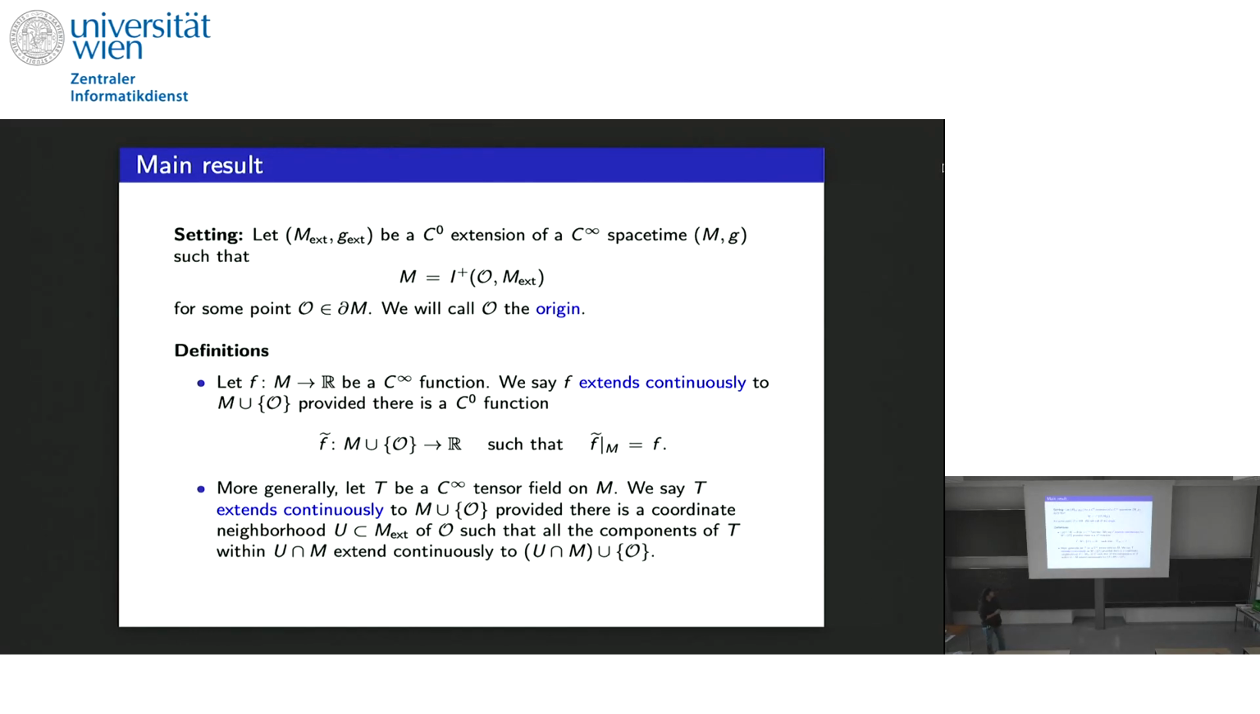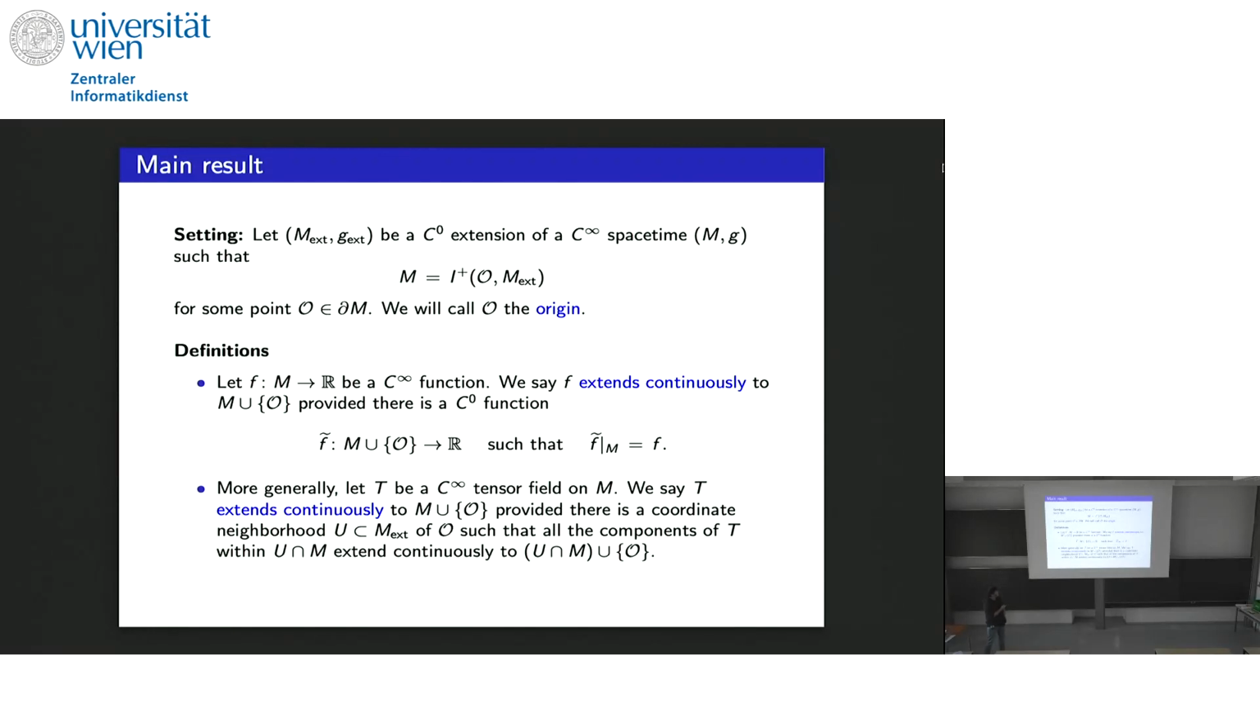Okay, so here is the setting. Consider a continuous extension of a smooth spacetime, (M, g), such that M is equal to the time-like future of a special point O, right? This was what happens in Milne-like spacetimes. And we're going to call this O the origin. And this is supposed to be a point on the path boundary.